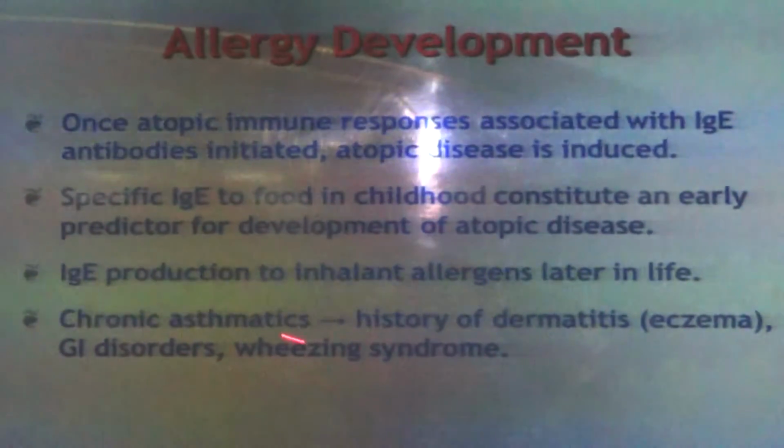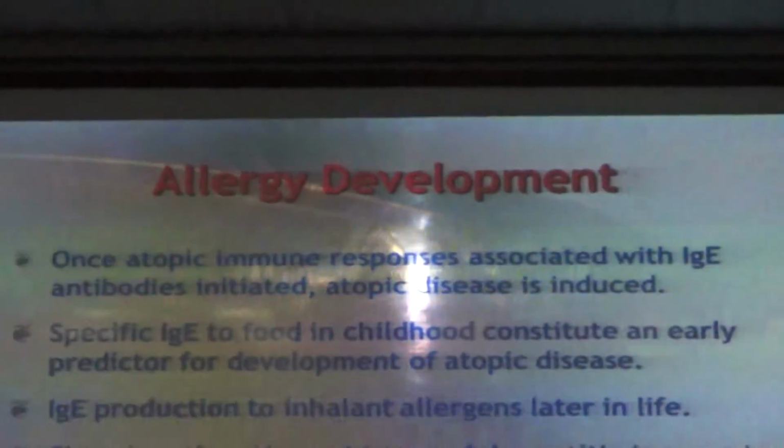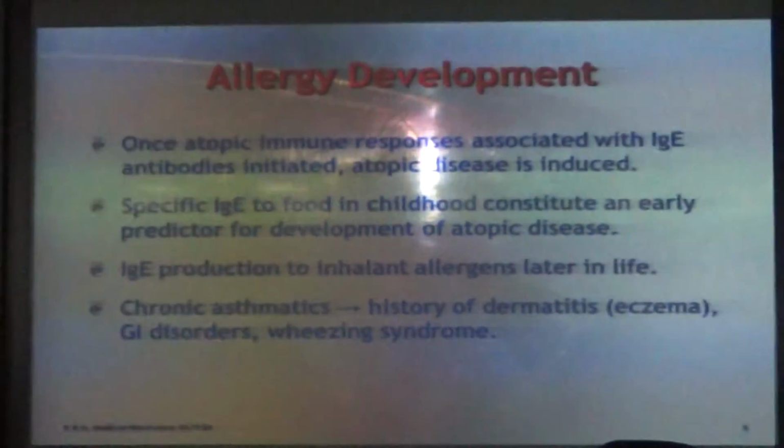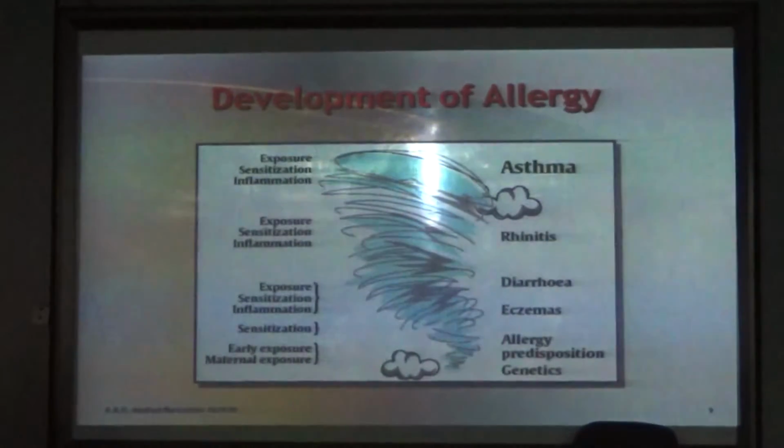And so what you do is, you need to correct these developments. You need to stop it right there. Let it not develop into a chronic stage of asthmatic patients. All right? So that's an important aspect of it.